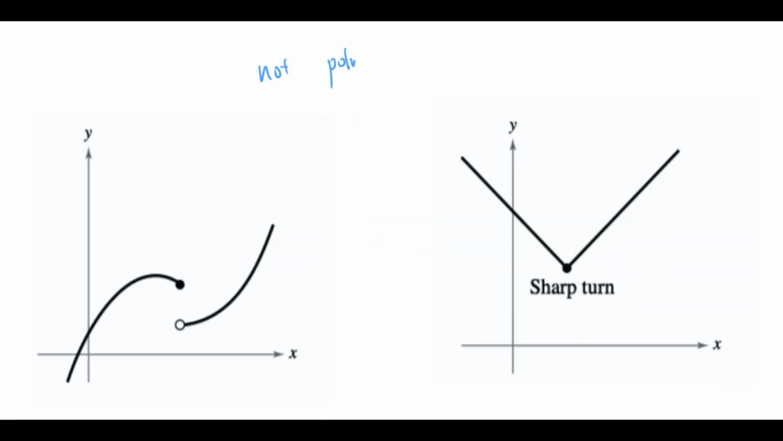And these two are not polynomials. The first one has a jump discontinuity, and it's a piecewise function that you will learn in a few minutes. And the second one has a sharp turn. It is also a piecewise function made up of two linear equations.